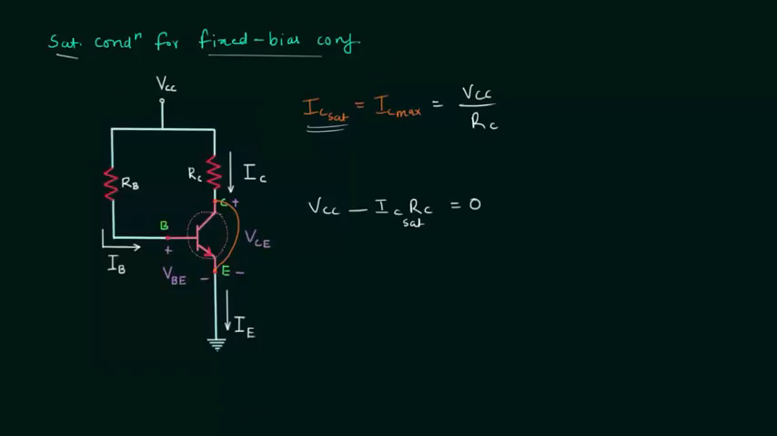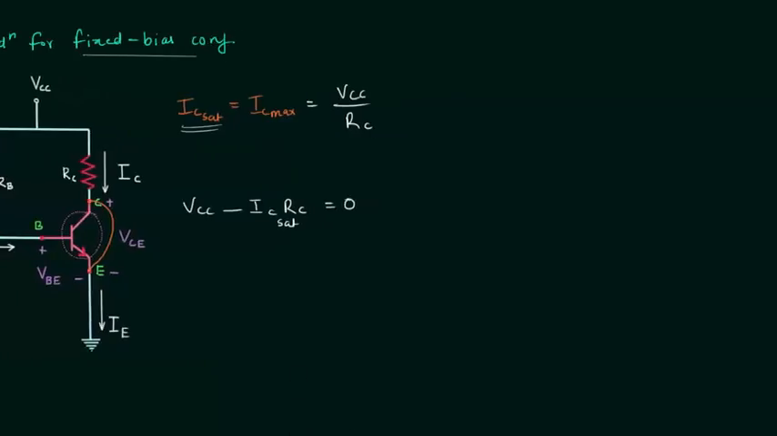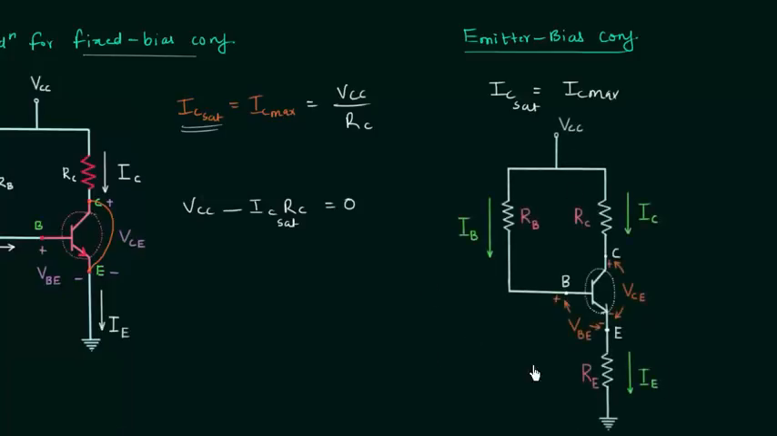The next thing is condition for saturation in case of emitter bias configuration. Again we will do the same thing. The collector current is equal to the maximum collector current. So we have IC sat, and we will draw the circuit of emitter bias configuration. In case of emitter bias configuration, we have emitter resistance RE, and the transistor is operating in saturation region.